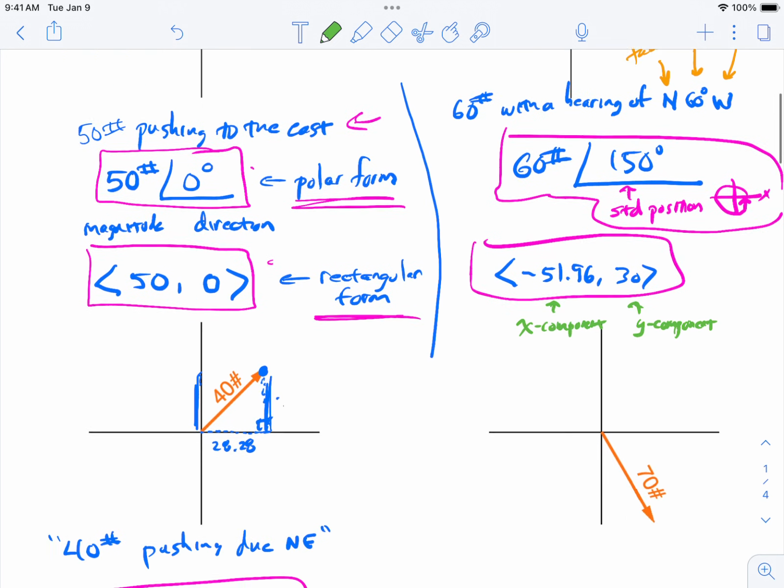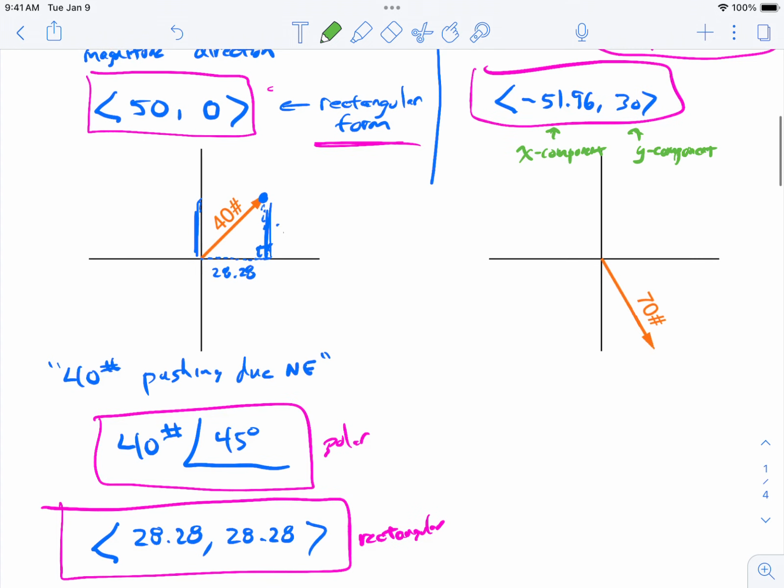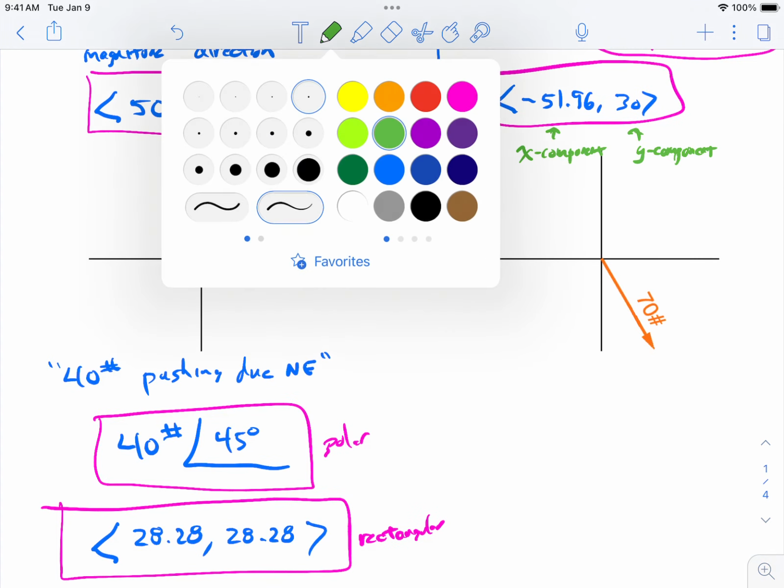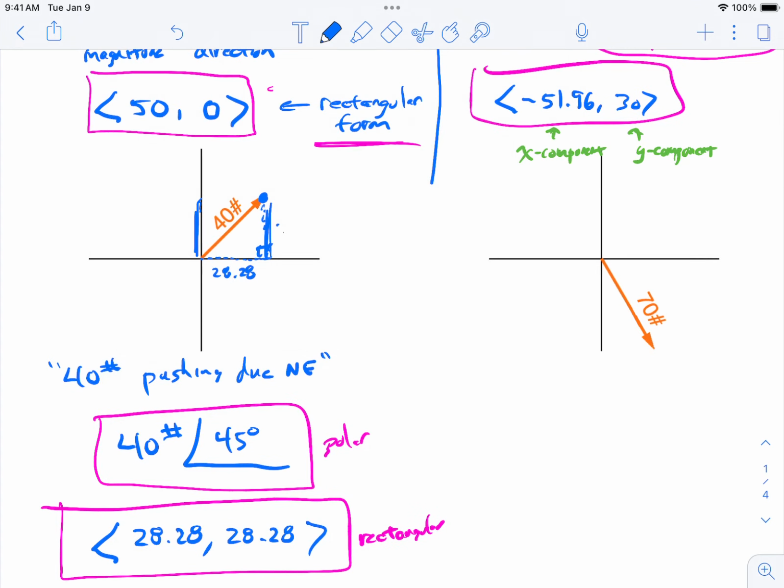Okay, one more to play with here. We might describe this, well, if we want, we can use that bearing lingo. 70 pounds with a bearing of, now this time, remember with bearing, you always start with north or south. You never start with east or west, by the way. You always start with north or south. I believe this might be the same with civils. I should ask a civil engineer tech guy one of these days.